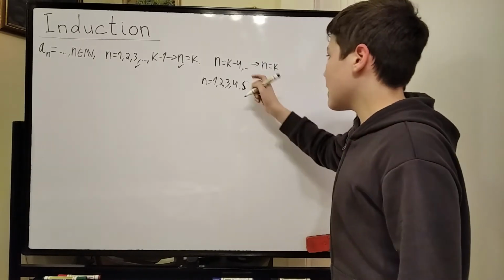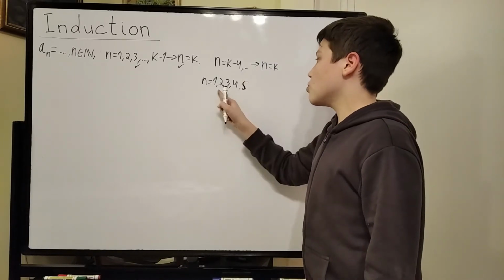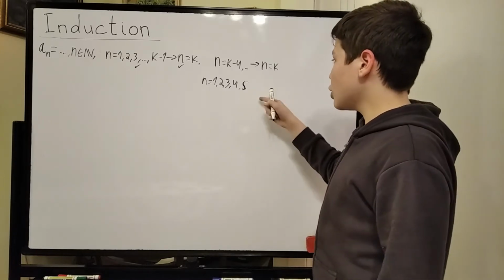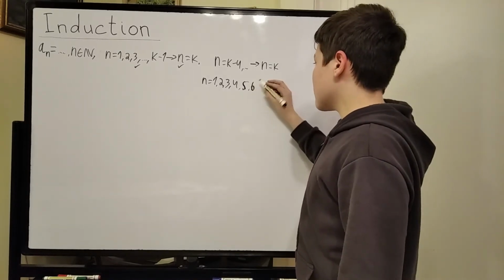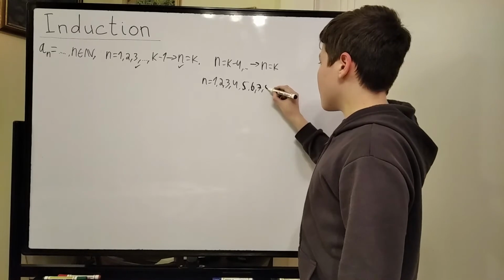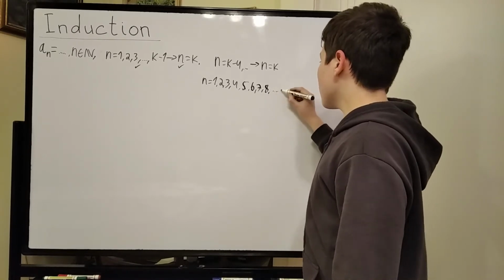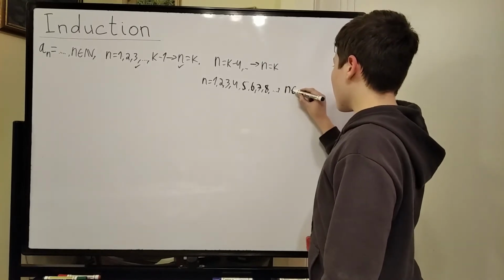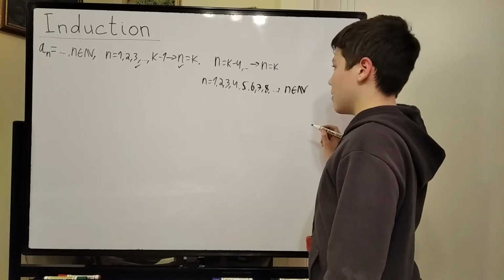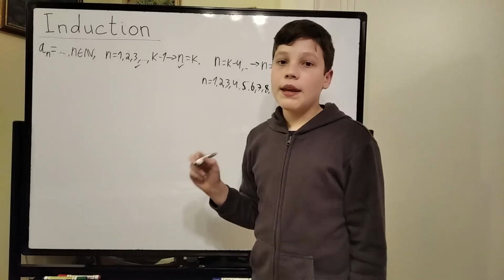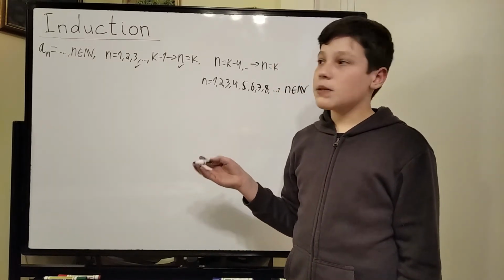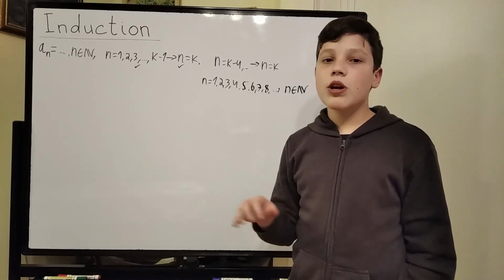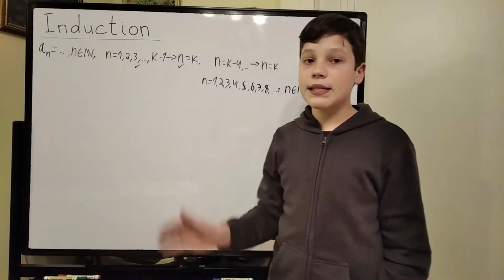But then, k equaling 6, so 2 and stuff after until 5, show that it's true for 6, and then 7, and then 8, and so on. So, it's the same thing as true for any natural number n. Now that I have explained what is induction and strong induction, now let's go on to some actual examples.